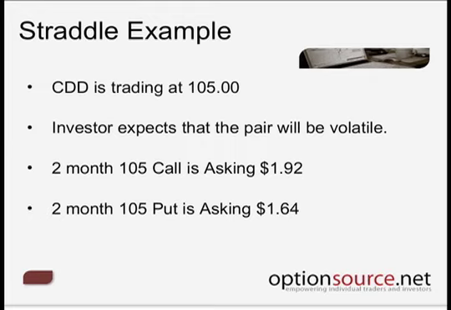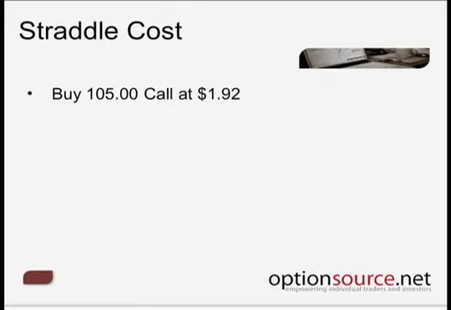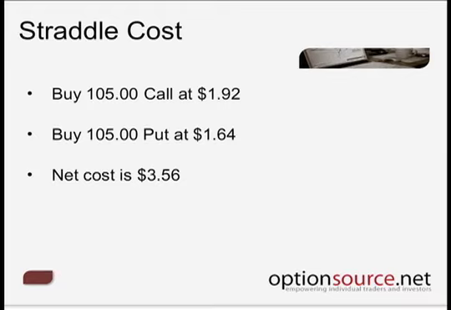So what we could do essentially is buy a 105 call at $1.92. We could then go in and buy a 105 put option at $1.64, and the net cost of that position is $3.56. Now, this represents the maximum risk of that particular strategy.